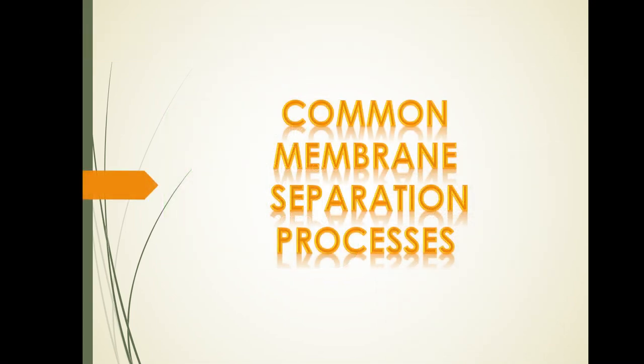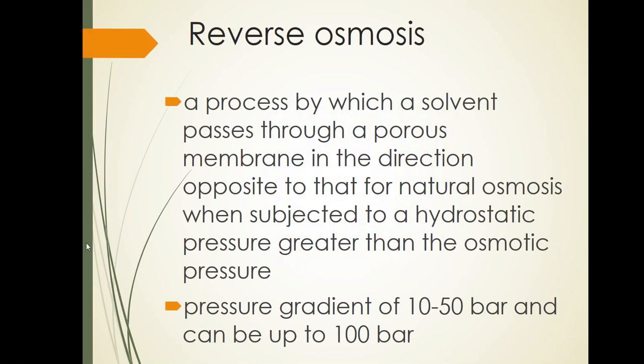Let's go now to common membrane separation processes, the actual processes. So the ones I've discussed are just the intro to the actual common membrane processes utilized in the industry. So on top of the list, the most common, is reverse osmosis. This is a process by which a solvent passes through a porous membrane in the direction opposite to that for natural osmosis when subjected to a hydrostatic pressure greater than the osmotic pressure.